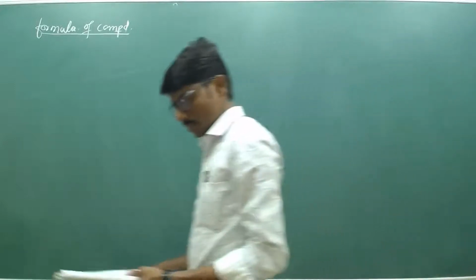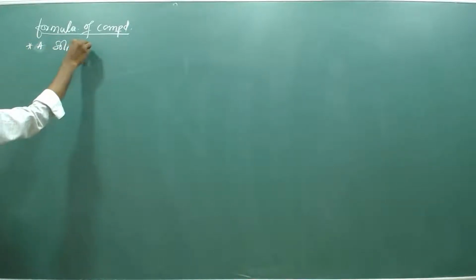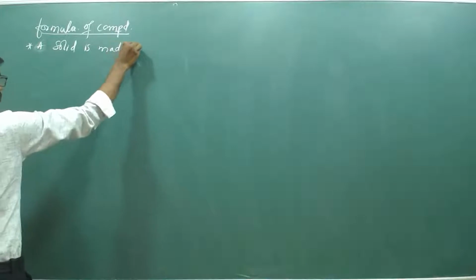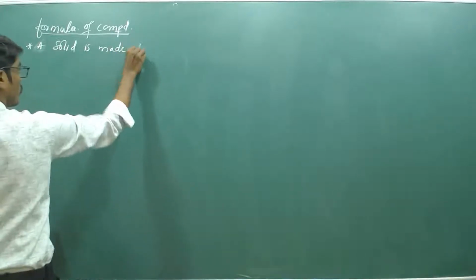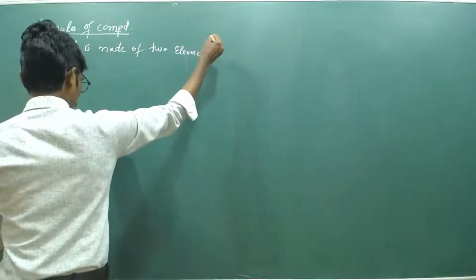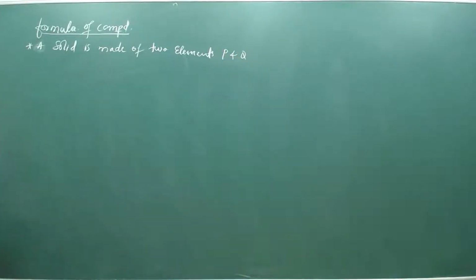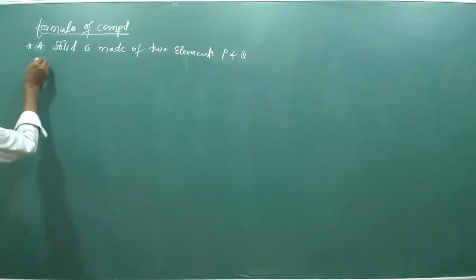First example: a solid is made up of two elements P and Q. I don't know the formula. Here it is given that atoms of Q are in CCP arrangement. So here Q forms CCP.